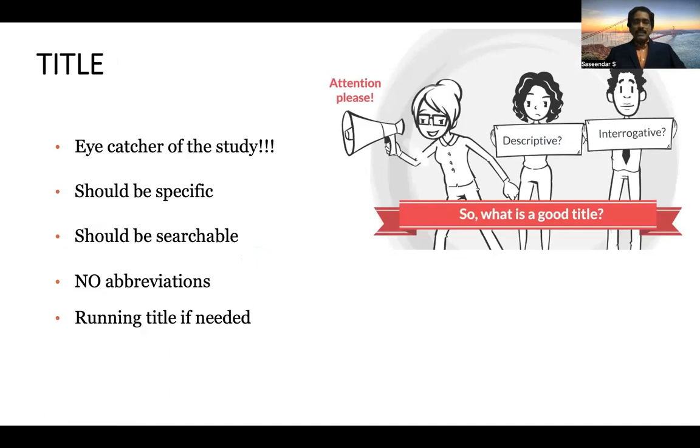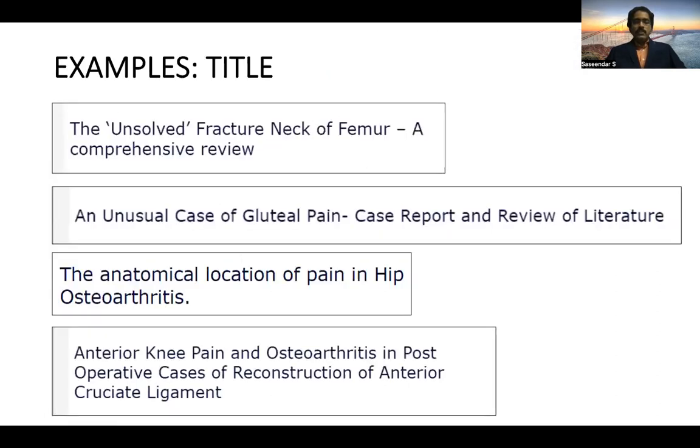The title can be descriptive or interrogative with a catchy line. These are some good titles. The unsolved fractured neck of femur, an unusual case of gluteal pain. The anatomical location of pain in hip osteoarthritis, anterior knee pain and osteoarthritis in postoperative cases of reconstruction of the anterior cruciate ligament. These are some good examples of titles of a research paper.